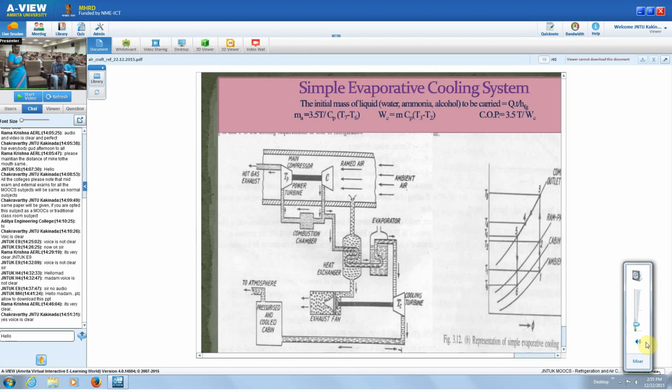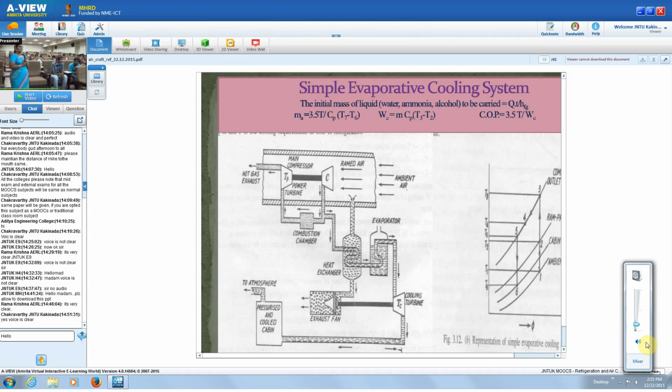And what is the work input to the compressor? So in this also, the work done by the cooling turbine is utilized only for running the exhaust fan. So only the work required for the compressor here is m Cp into the compression process, 2 to 3, that is (T3 minus T2). So with this you can find out even the COP also. So that is 3.5 t by the work input to the compressor.